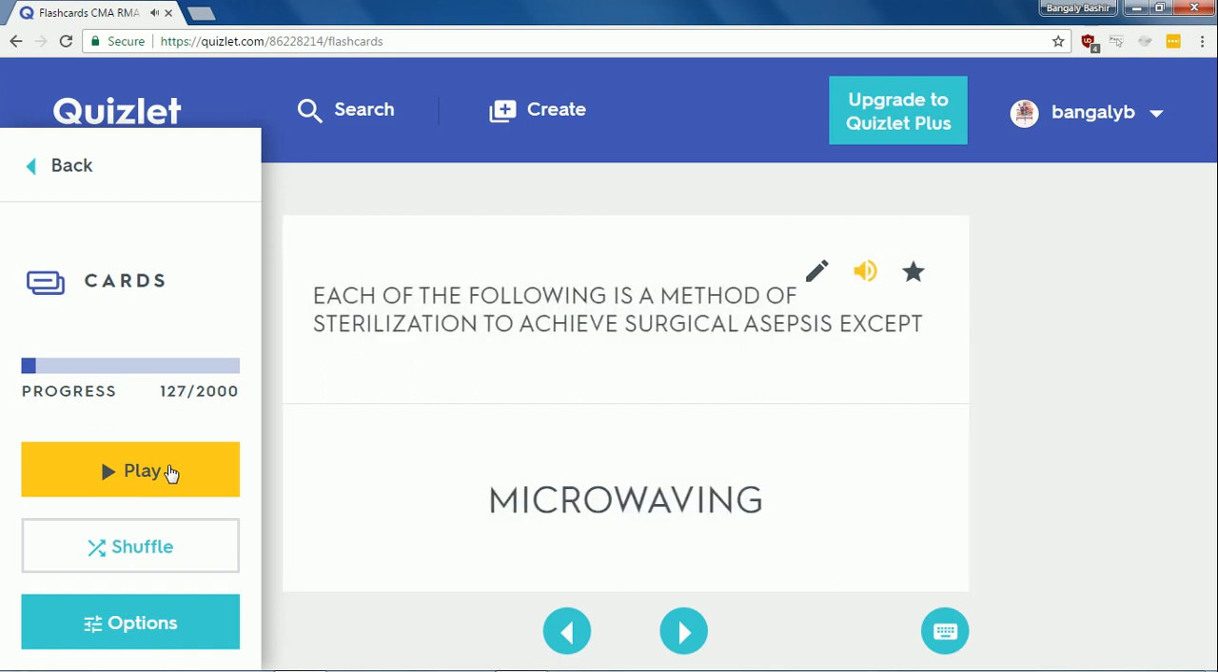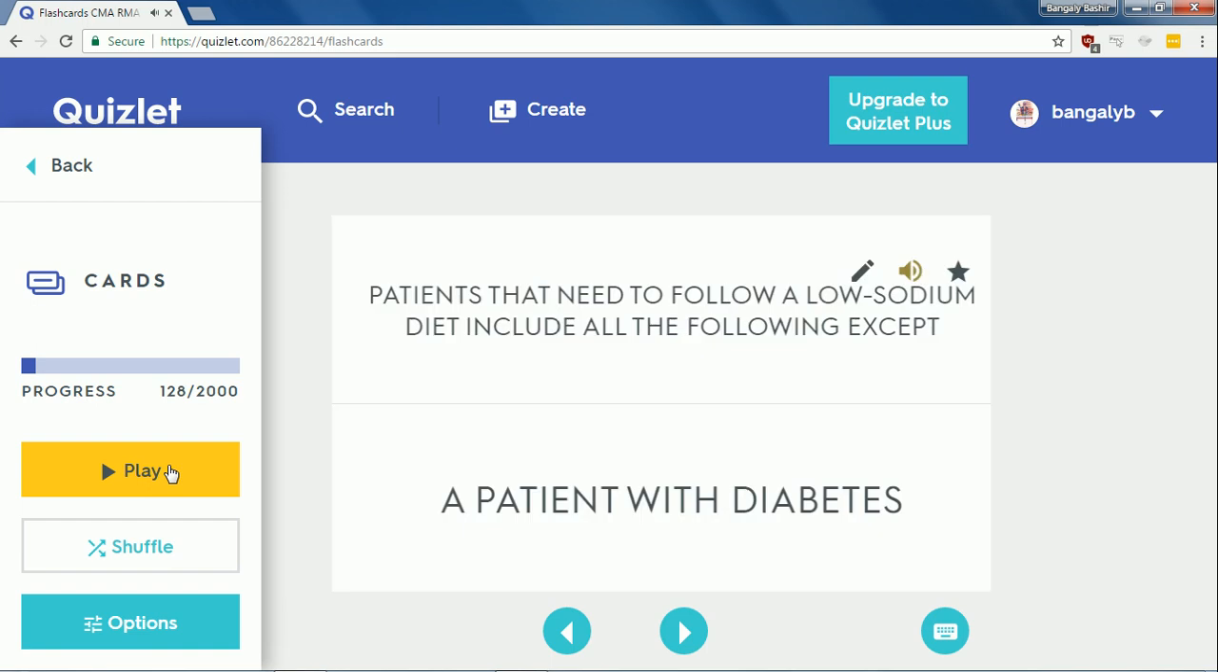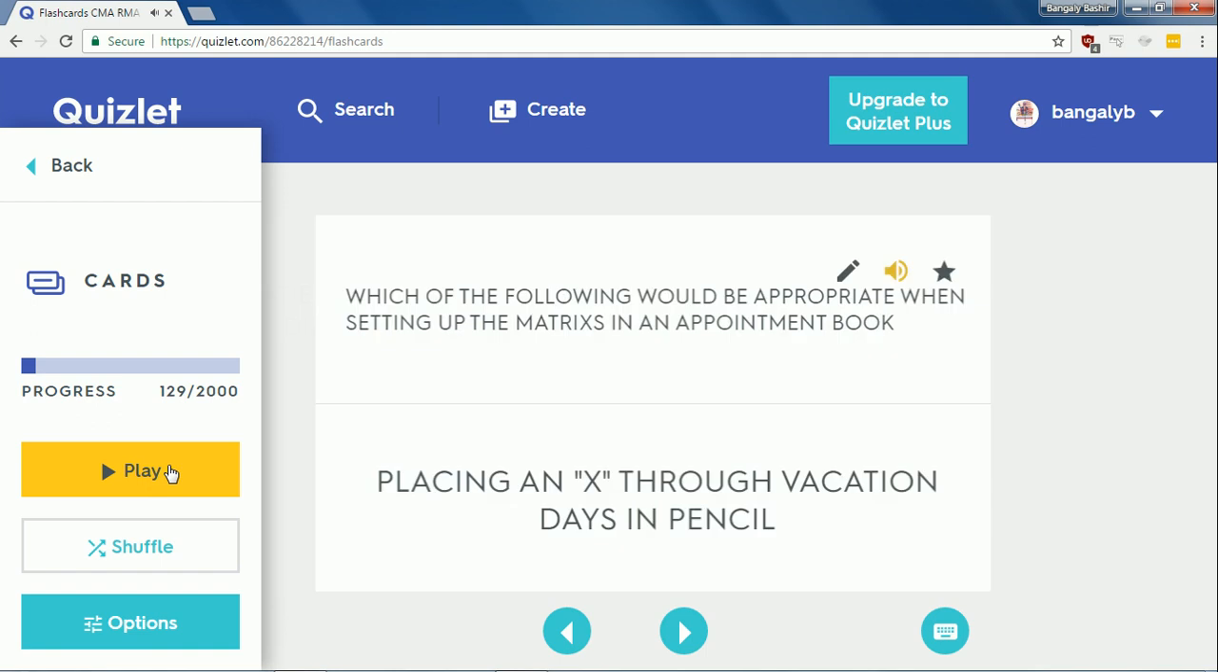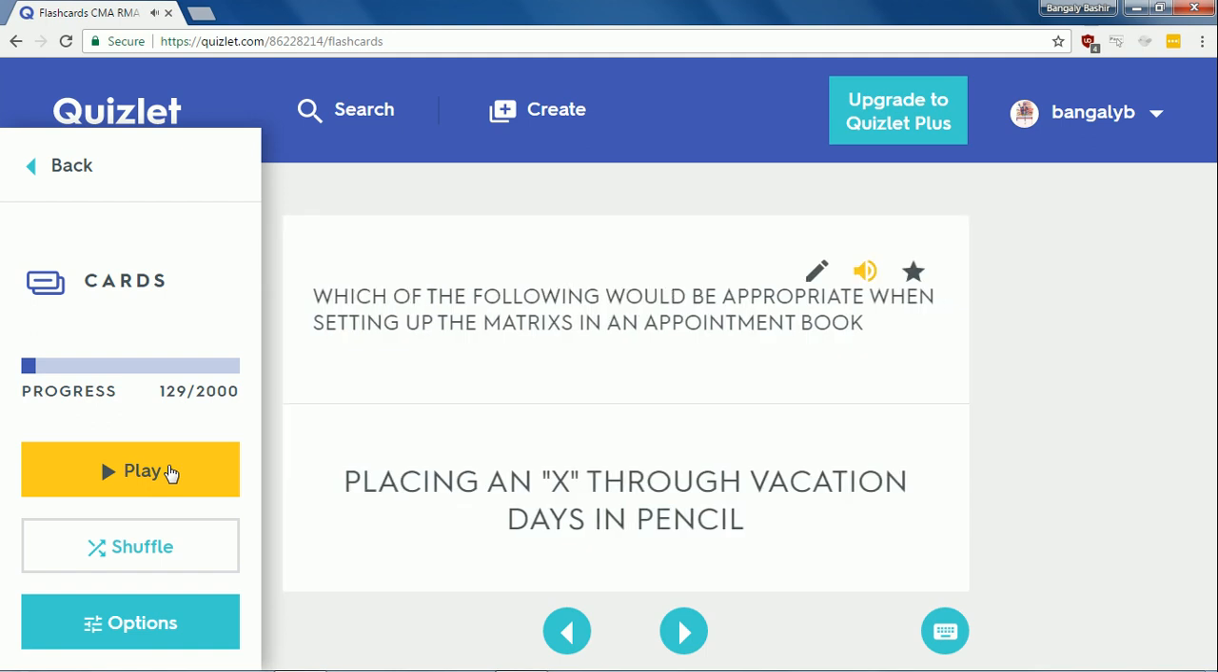Each of the following is a method of sterilization to achieve surgical asepsis except microwaving. Patients that need to follow a low-sodium diet include all the following except a patient with diabetes. Which of the following would be appropriate when setting up the matrix in an appointment book? Placing an X through vacation days in pencil.